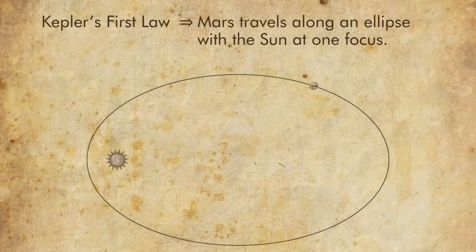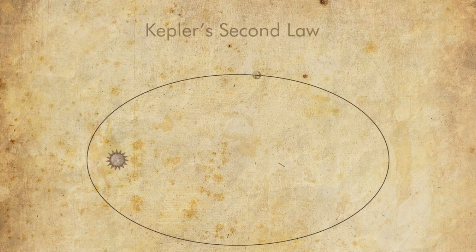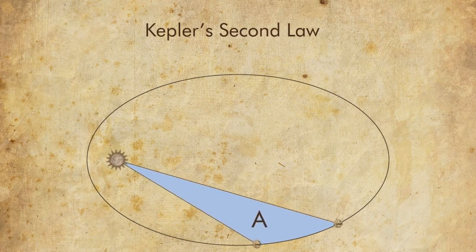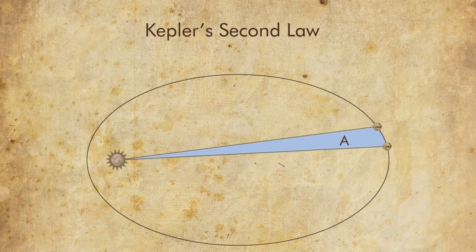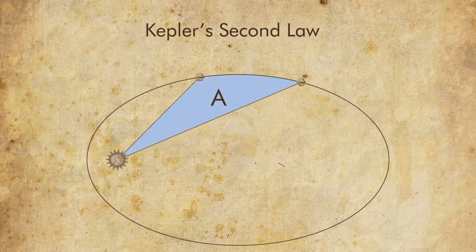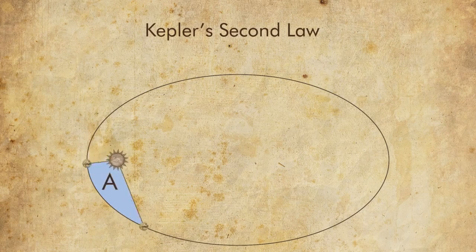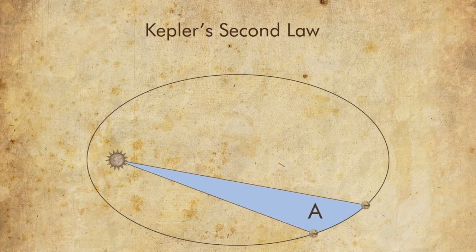Kepler's first law states simply that Mars travels in an elliptical orbit, with the Sun at one focus of the ellipse. Although he chose to list it first, Kepler only came to this conclusion after figuring out his second law, which says that if you draw a line from the Sun to Mars and wait a fixed amount of time, that line will sweep out a certain area as Mars moves along its orbit.